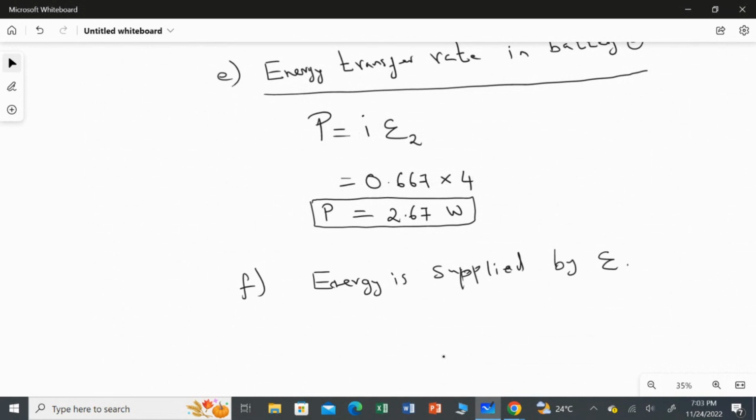And what's the answer for the last question? G part. The energy is absorbed. Which one is going to absorb? The energy is absorbed by the second battery. Clear? So the first battery is going to lose the energy and the second battery is going to gain the energy. That means your first battery is the supplier and your second battery is the absorber.